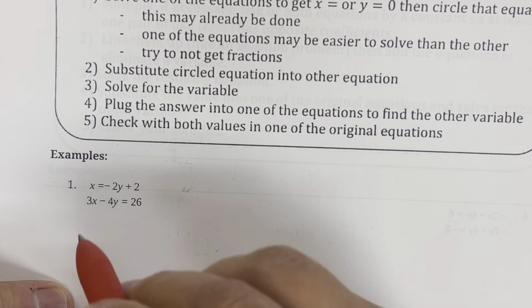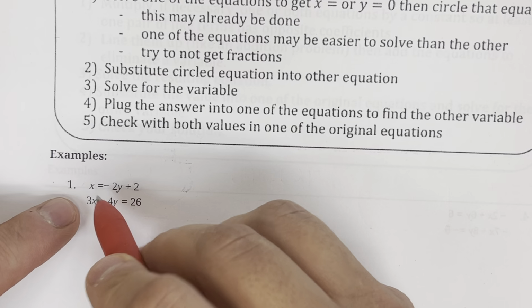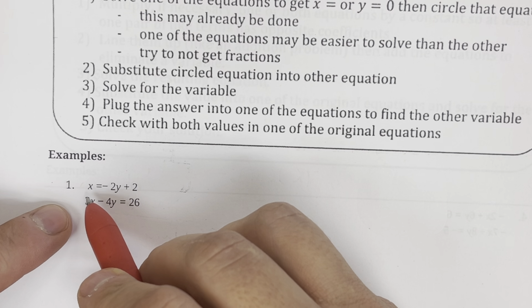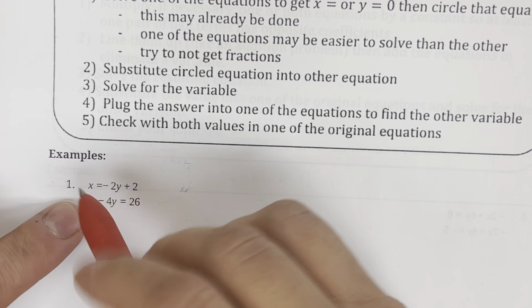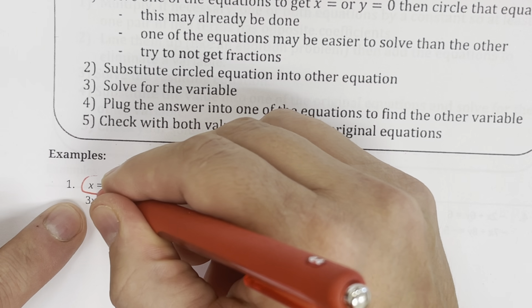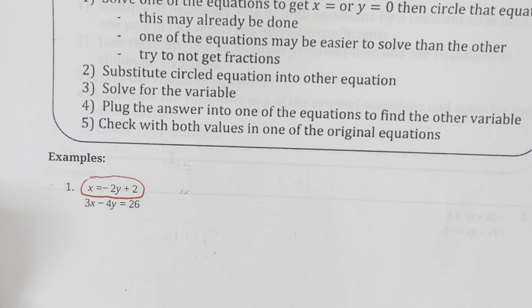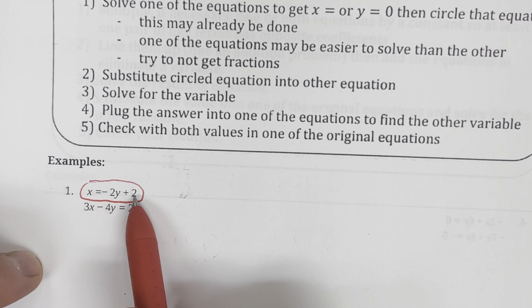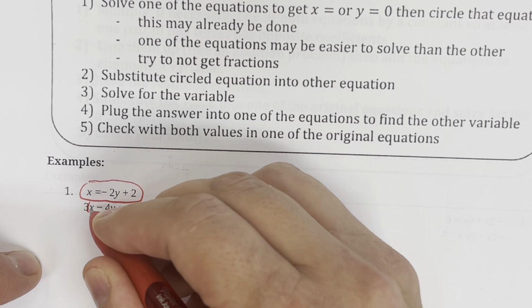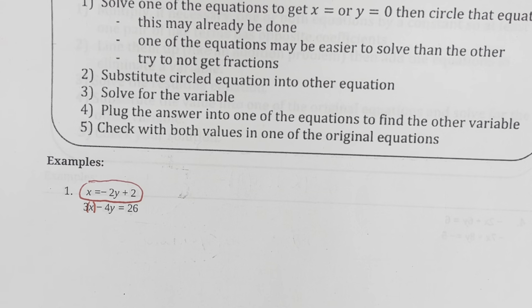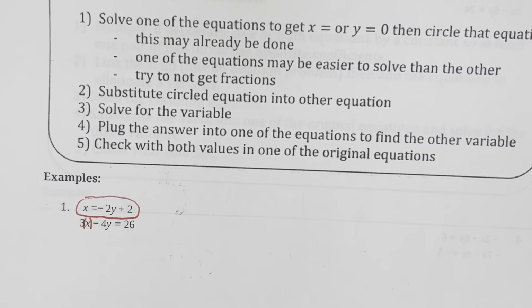So when I look at these two equations for the first example, the top one already has x equals. X is isolated, so this is the one that I am going to use. I am going to take what x is equal to, which is negative 2y plus 2, and I am going to substitute that into the other equation for x, and I have to use parentheses. So when I substitute that in, I would have 3, and then my parentheses.